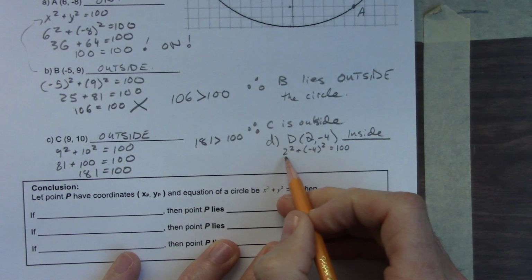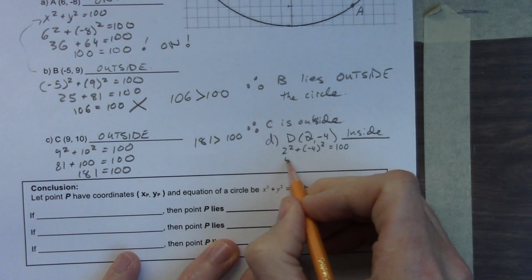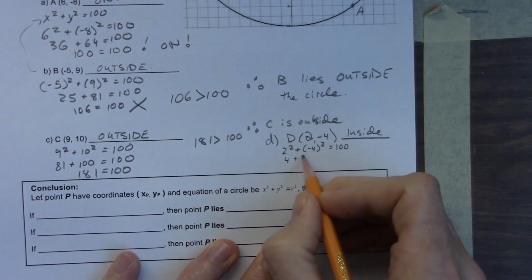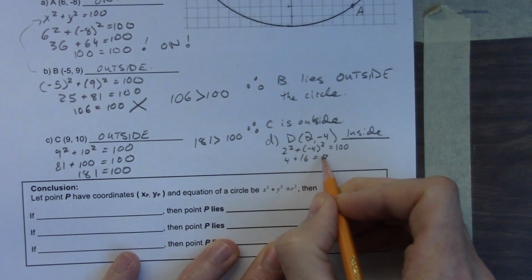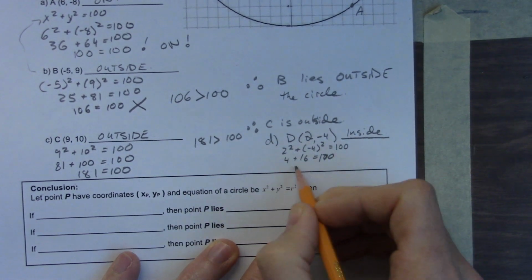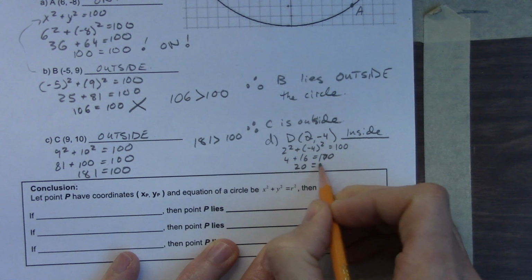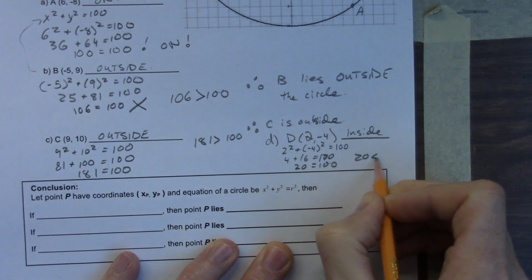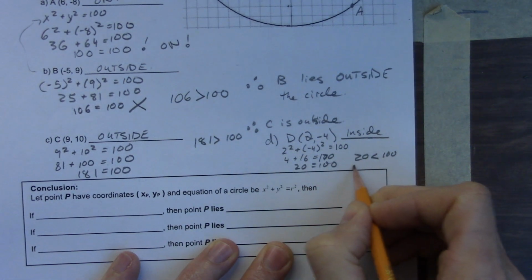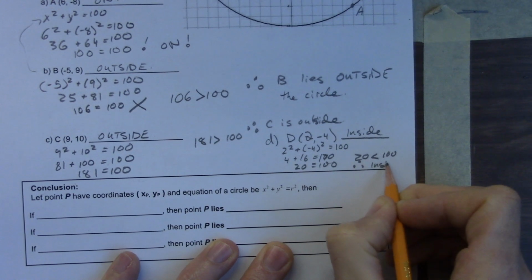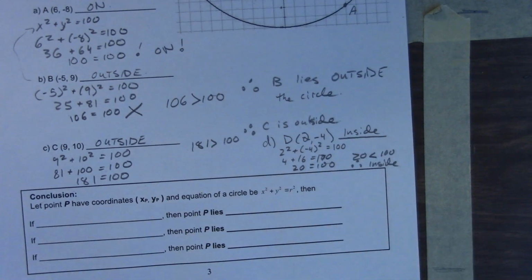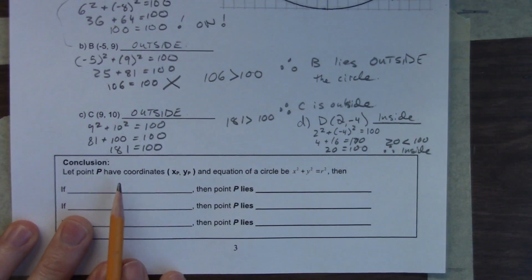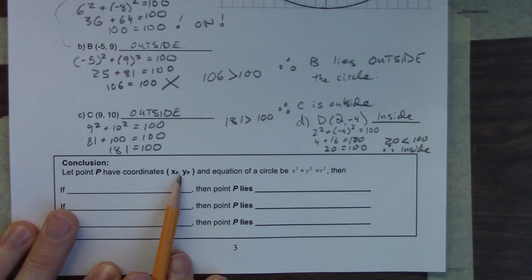All right, Jeds, what do I get? 2 squared. So you get 4. Yep. So what's 4 plus 16? 20 is less than 100, therefore inside. Make sense? Easy peasy.